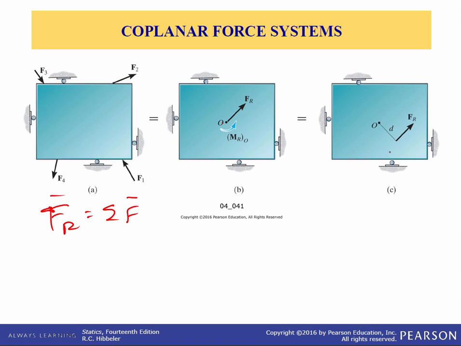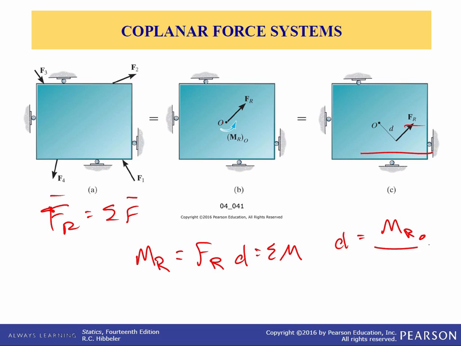The resultant moment can be replaced by moving the resultant force F_r a perpendicular or moment arm distance d away from the point O, such that F sub r produces the same moment about the point O as in the original case. This distance d can be determined from the scalar equation. The moment about O is equal to the resultant force times distance d. This is a scalar equation, which is equal to the summation of moments. Or d is equal to the resultant moment about point O divided by F sub r.